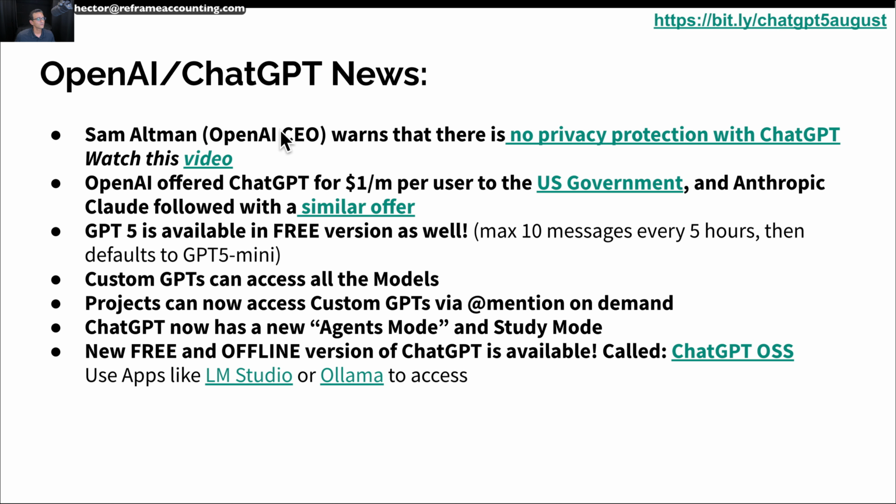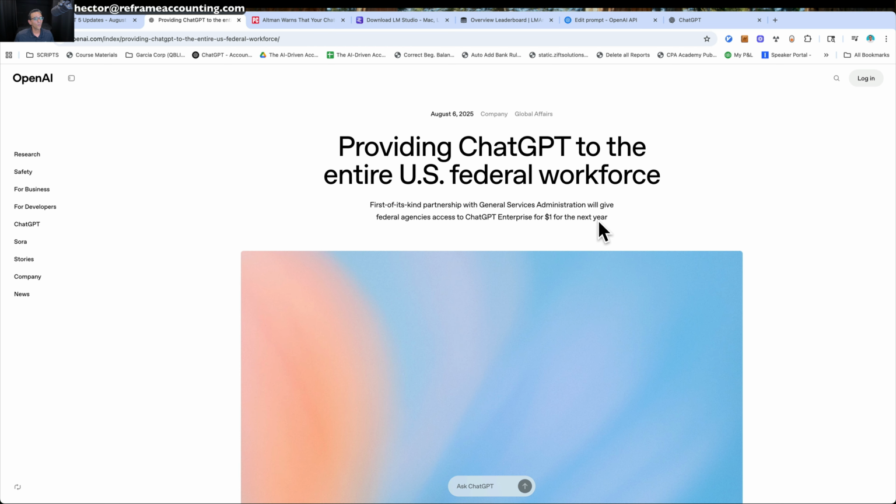Next set of news is ChatGPT went ahead and offered the U.S. government $1 per employee. I don't know how many employees are in the U.S. government. Let's say 1 million, whatever. So it's $1 million. So $1 per employee for the next year to have access to ChatGPT Enterprise. Now, ChatGPT Enterprise costs about $500 a year per employee, right? We're talking about a huge, deep discount.